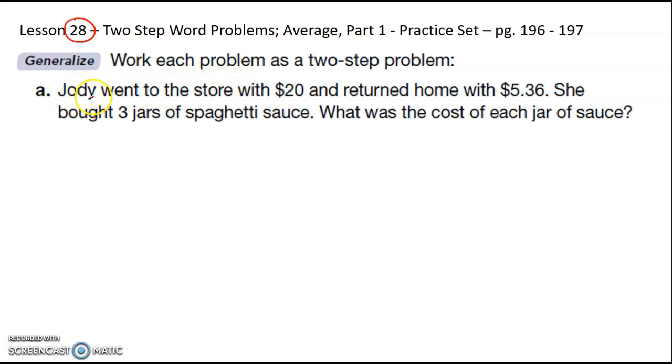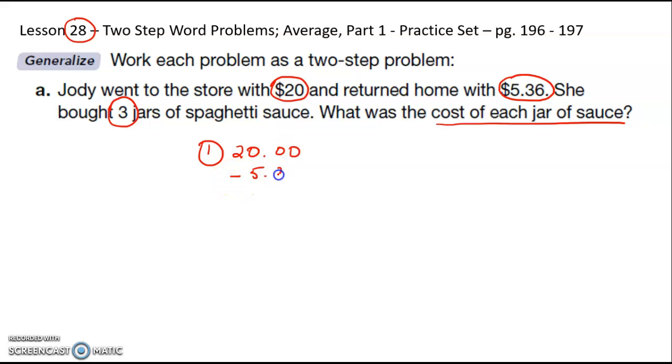So, Jody went to the store with $20 and returned home with $5.36. She bought 3 jars of spaghetti. What was the cost of each jar? So the first thing I'm going to do, my first step, is going to be $20 minus $5.36 to see how much 3 jars of spaghetti sauce cost.